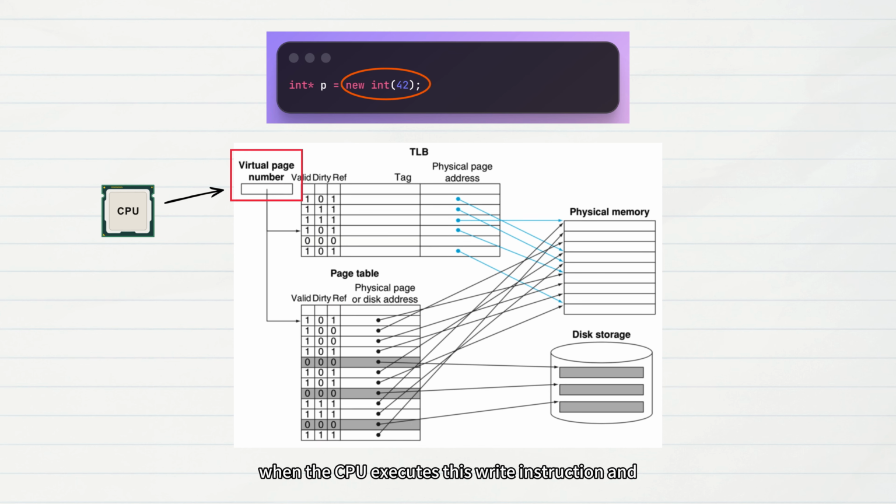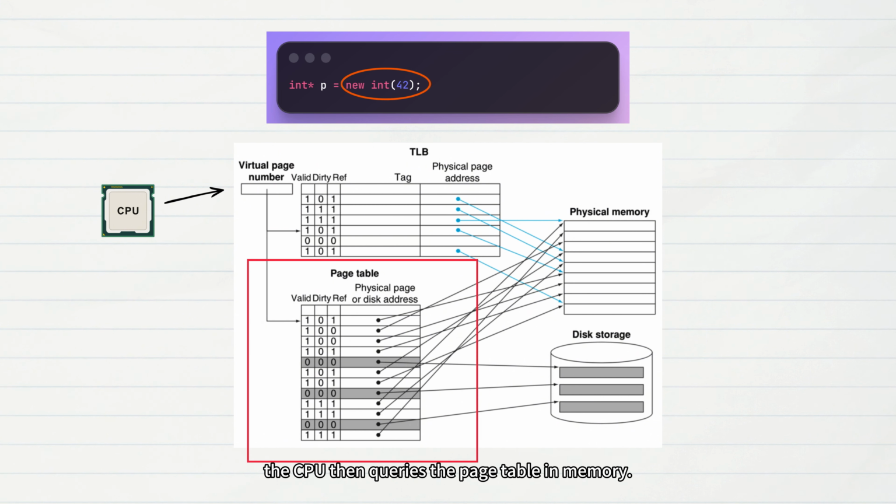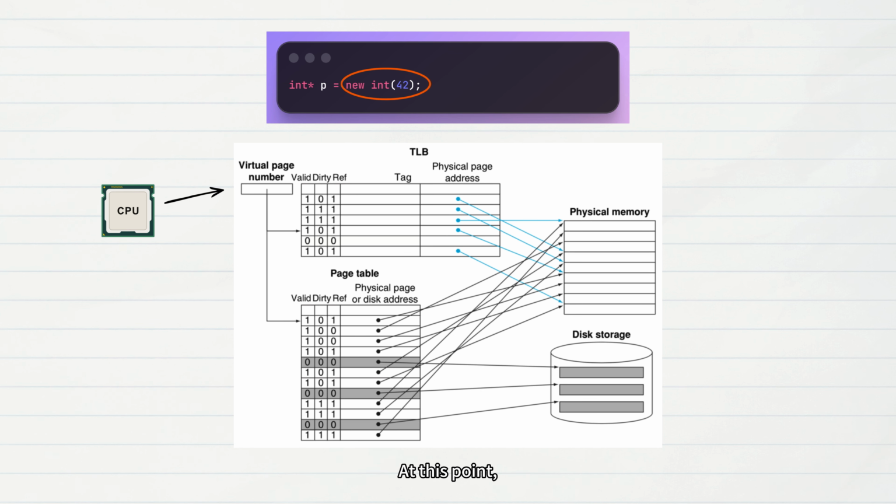When the CPU executes this write instruction and attempts to access the virtual address P points to, it first checks the TLB, translation look-aside buffer, a tiny but extremely fast cache built into the CPU, specifically designed to cache mappings from virtual addresses to physical addresses. This avoids querying the page table in memory every time. If the TLB does not contain a mapping record for this address, the CPU then queries the page table in memory. The page table is a data structure maintained by the OS that records the mapping between all virtual pages and physical pages. At this point, the page table will clearly mark that the virtual page corresponding to this virtual address has no physical page bound to it.